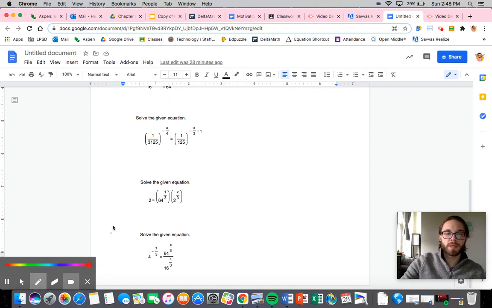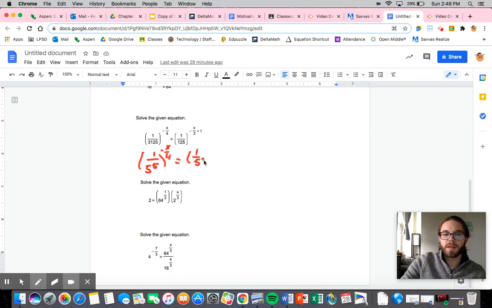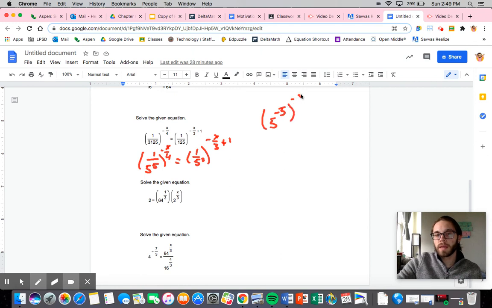So let me do this one. We have 1 over 5 to the 5th negative x over 4 is equal to 1 over 5 to the 3rd negative x over 3 plus 1. Okay. So now we can bring this up, and it'd be 5 to the negative 5. Let me do that. We have 5 to the negative 5 negative x over 4.